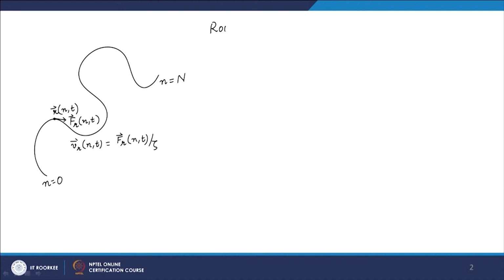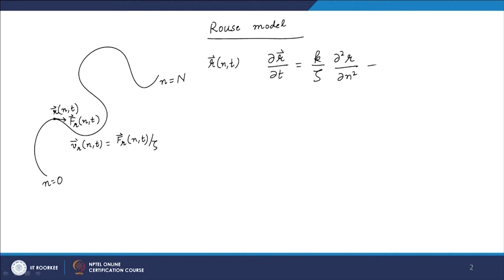So this was the Rouse model, and the equation was for r and t, we are solving a partial differential equation where we have the boundary conditions at the two ends, that the gradients of r vanish at n equal to 0 and N.